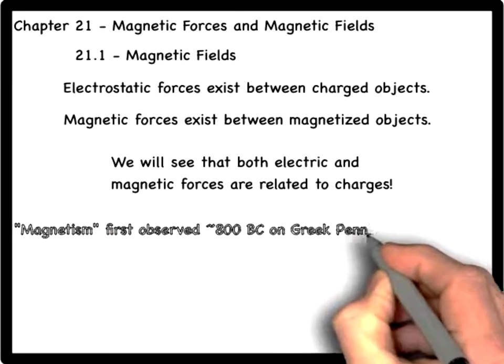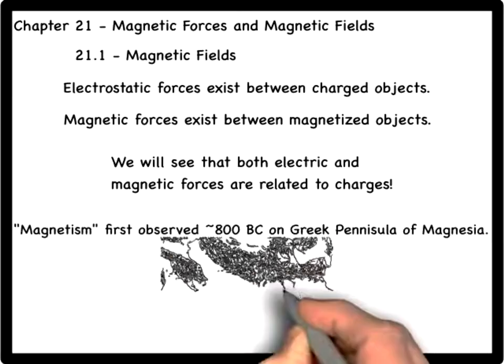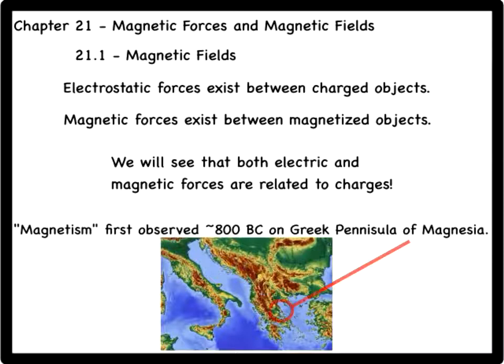The word magnetism derives its origin from the Greek peninsula of Magnesia, where certain rocks were first observed around 800 BC to be attracted or repelled from each other. These rocks were most likely lodestone, which is a naturally occurring magnetic mineral. So, just as charged objects can exert forces on one another, so can magnetized objects.